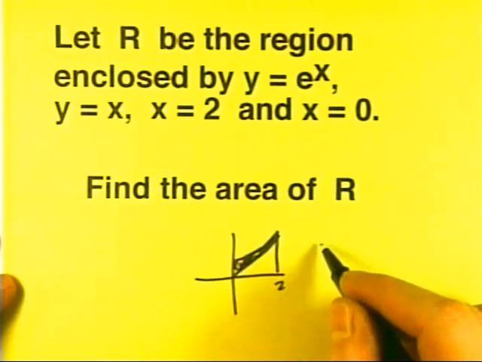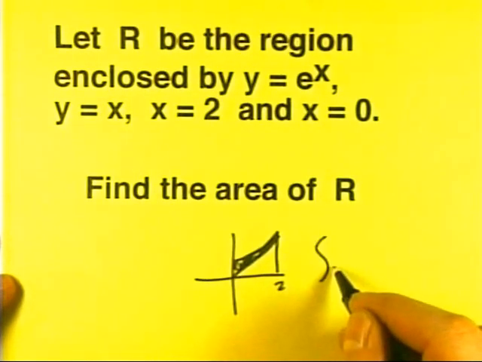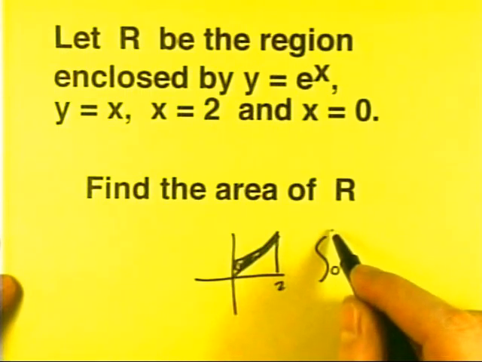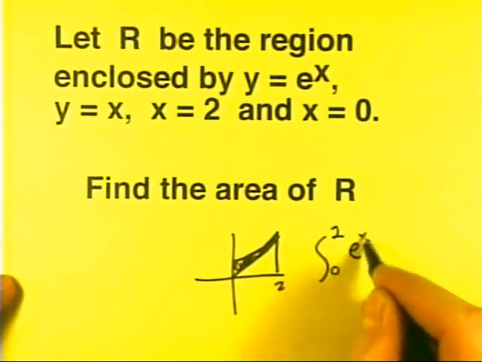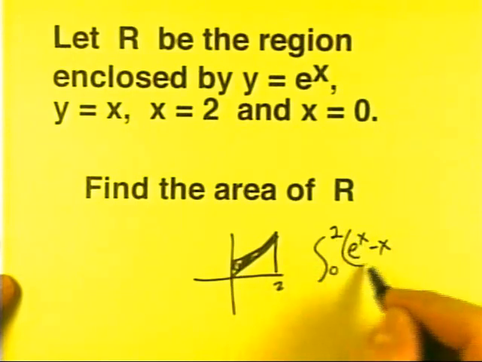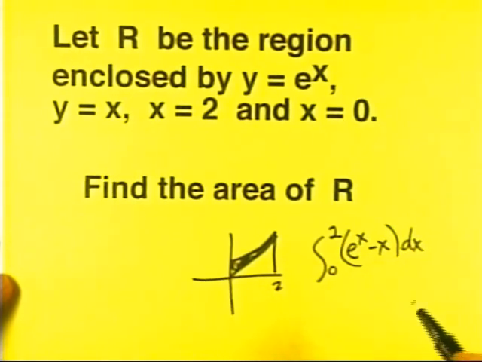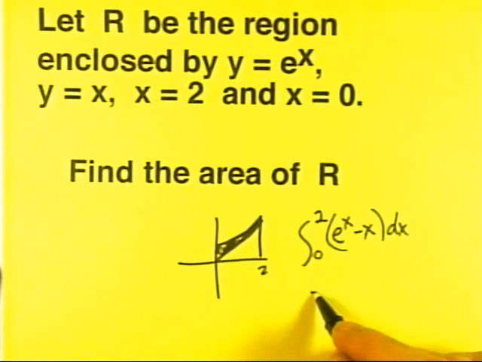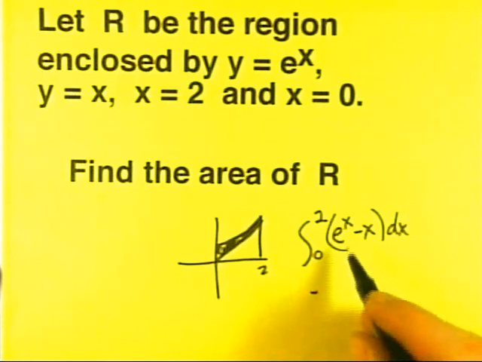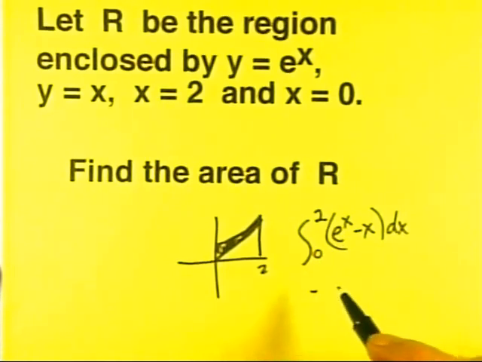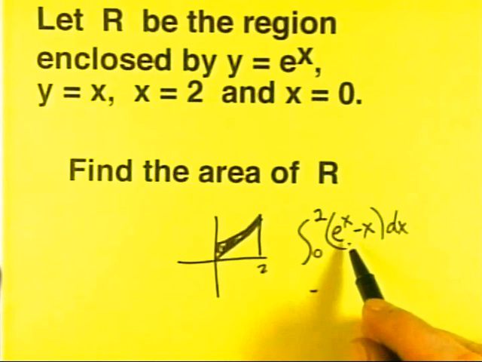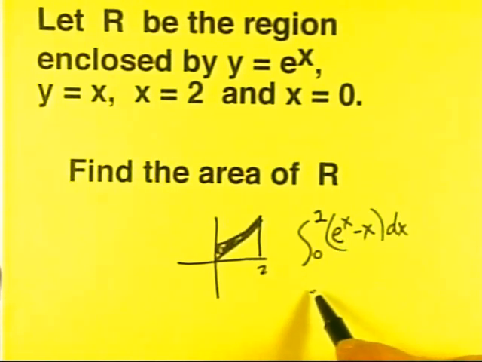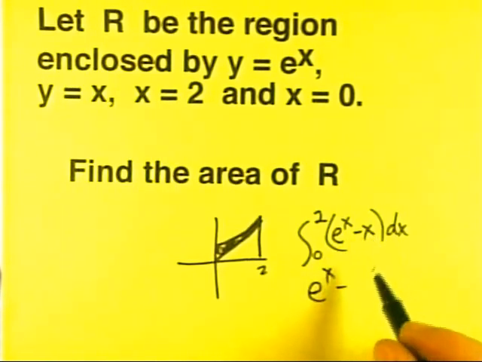Okay, you would integrate from 0 to 2 of e to the x minus x dx, and then so that equals... I don't know how to integrate. What's the integral of e to the x? What's the derivative of e to the x? Oh yeah, just e to the x. Right, and what's the integral of x?